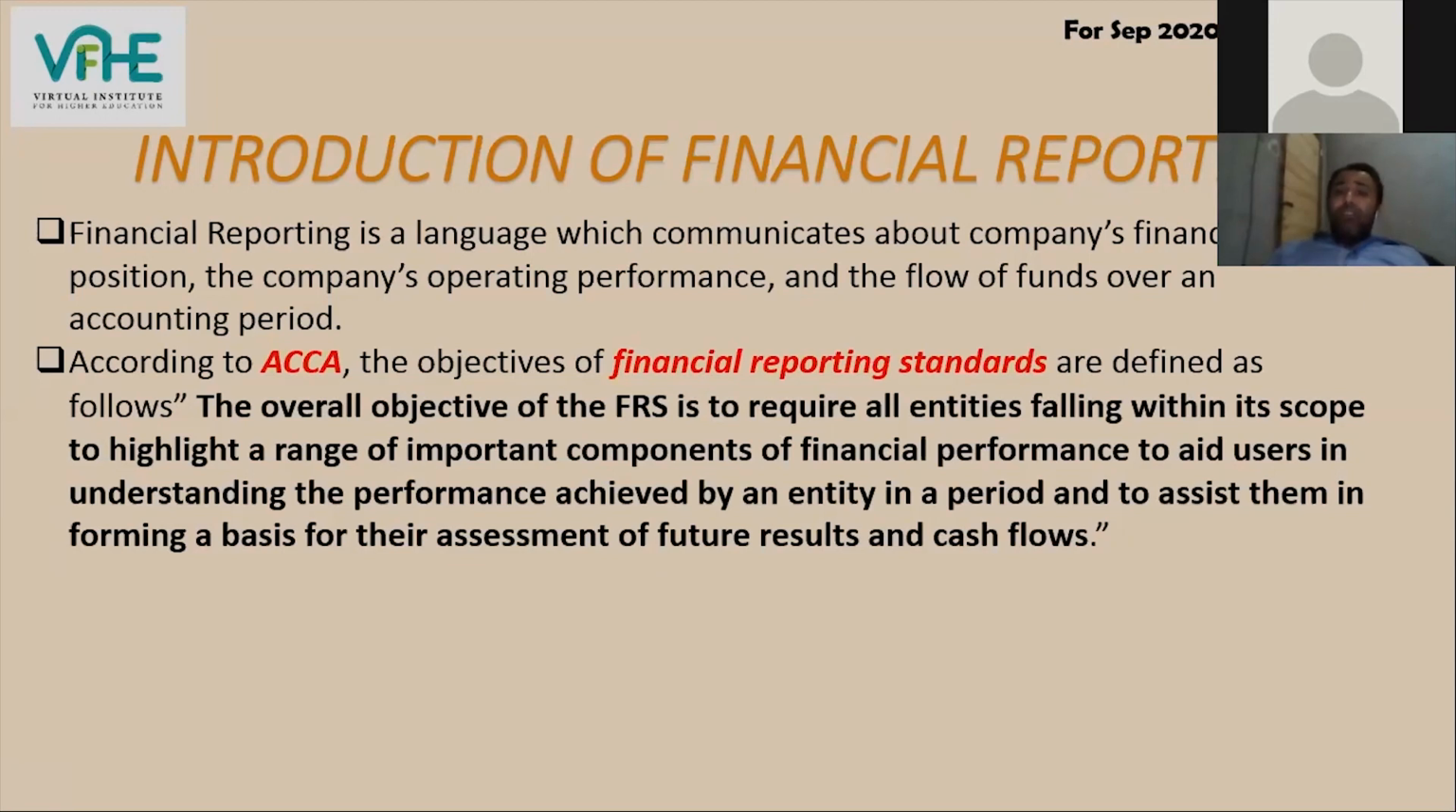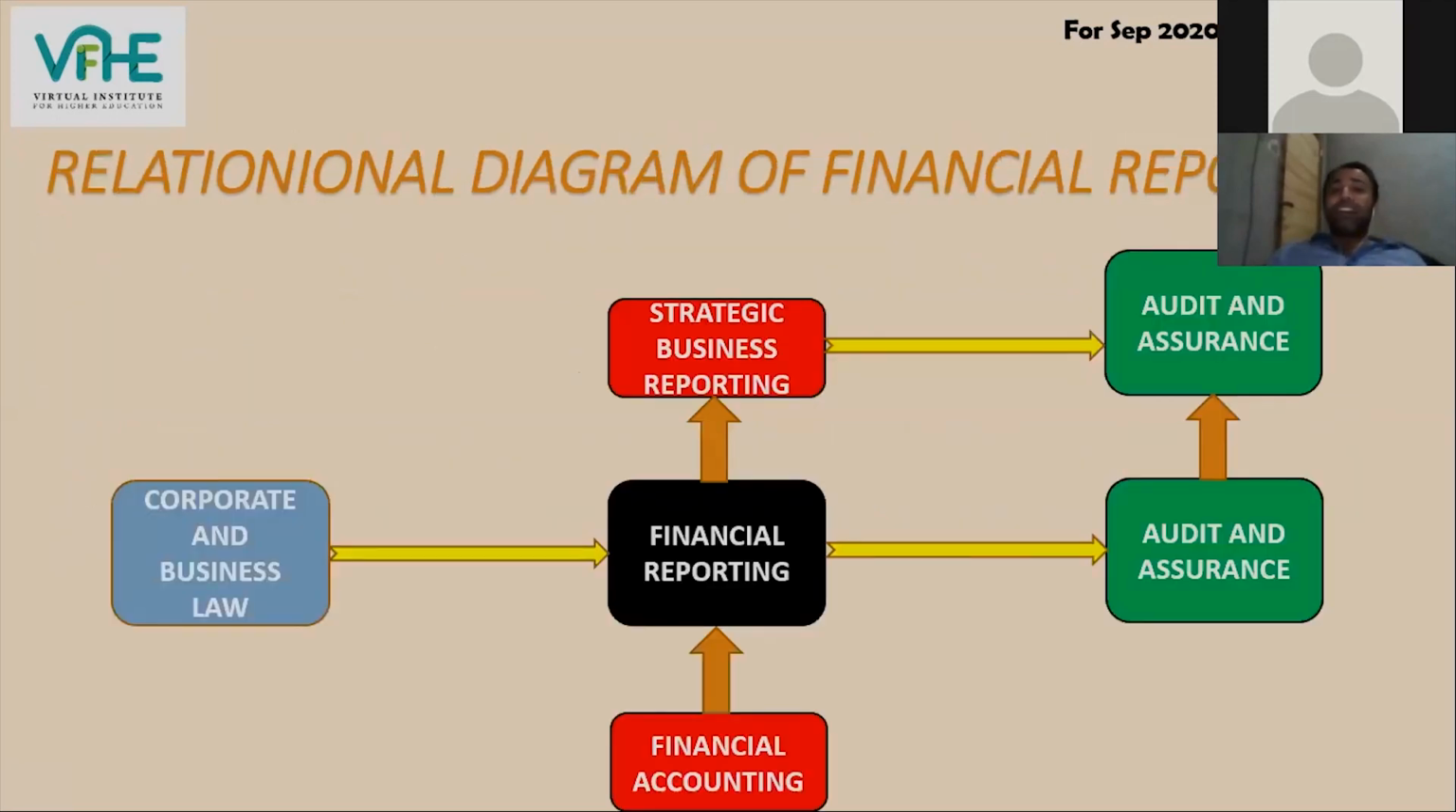Now I'm moving forward to the next slide. What is the relationship of this subject, and what is the importance of financial reporting? You may see that there are two boxes in this diagram that are red. These two subjects are directly related to this subject. For instance, financial accounting, which is the paper you have already studied during your ACCA. That is the first paper, which gives the introduction to financial accounting and financial reporting. So we are actually carrying forward the knowledge which we got from that paper, financial accounting.